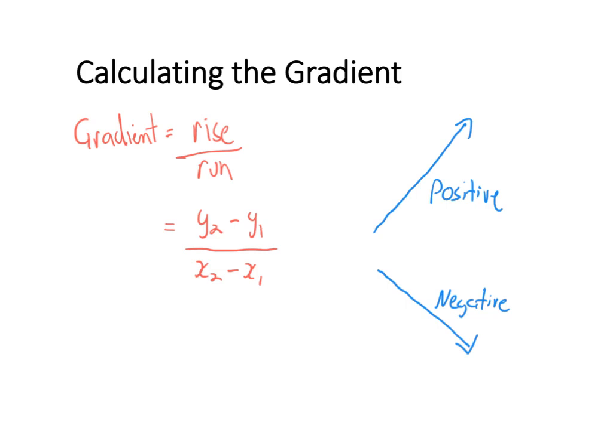If you calculate the gradient of a line pointing upwards and it turns out to be a negative, it means you probably made a mistake and you need to go back and have a look. Same as if you've calculated the gradient of a line that's pointing downwards and you get a positive answer, go back and recalculate because you've made a mistake. A line that slopes down is negative, a line that slopes upwards is positive.